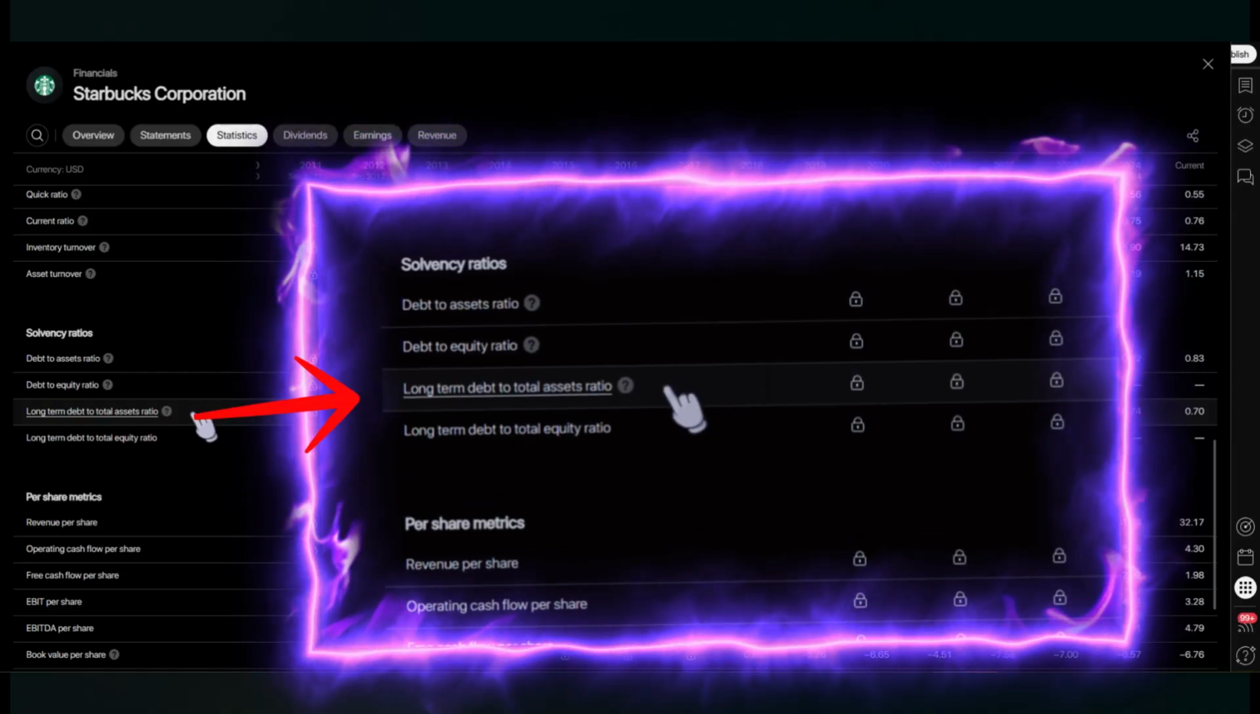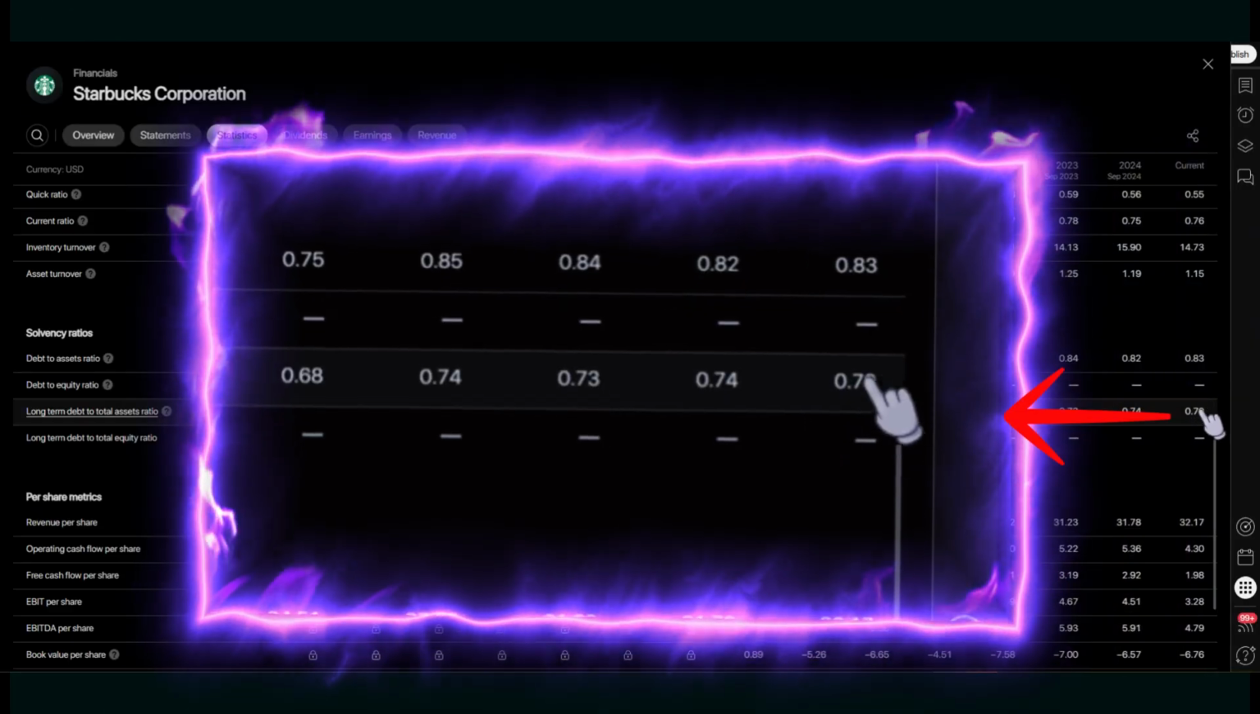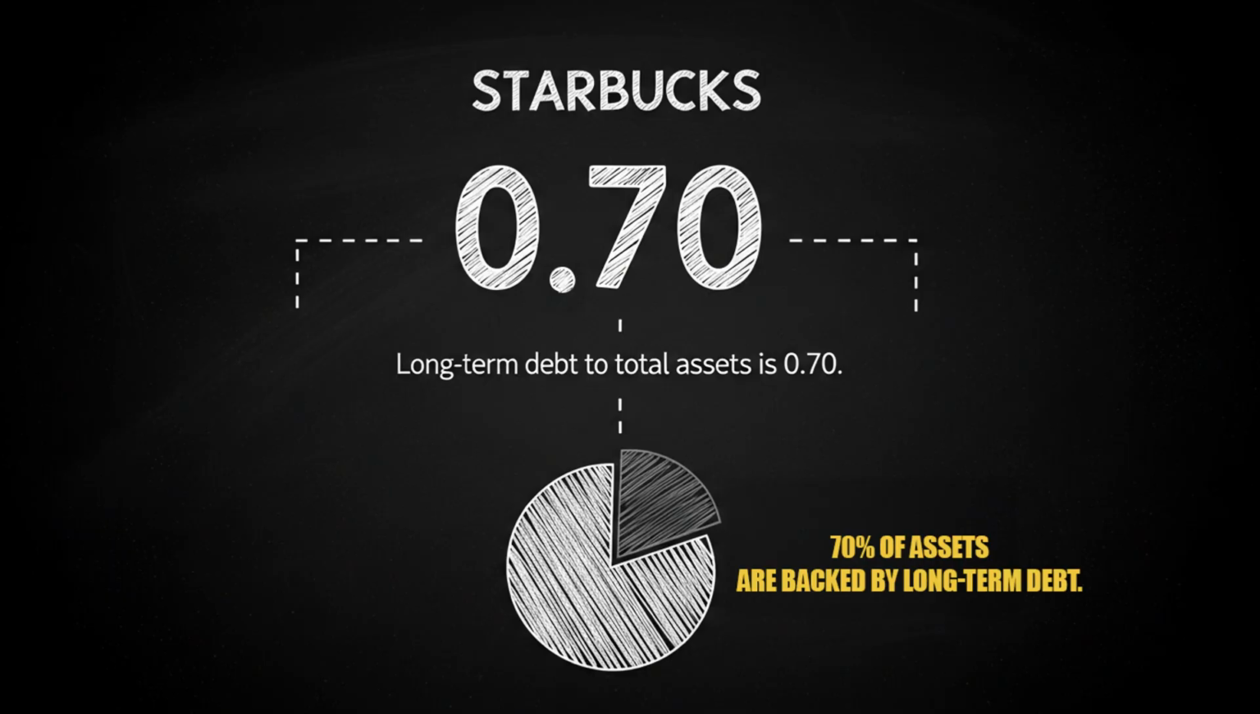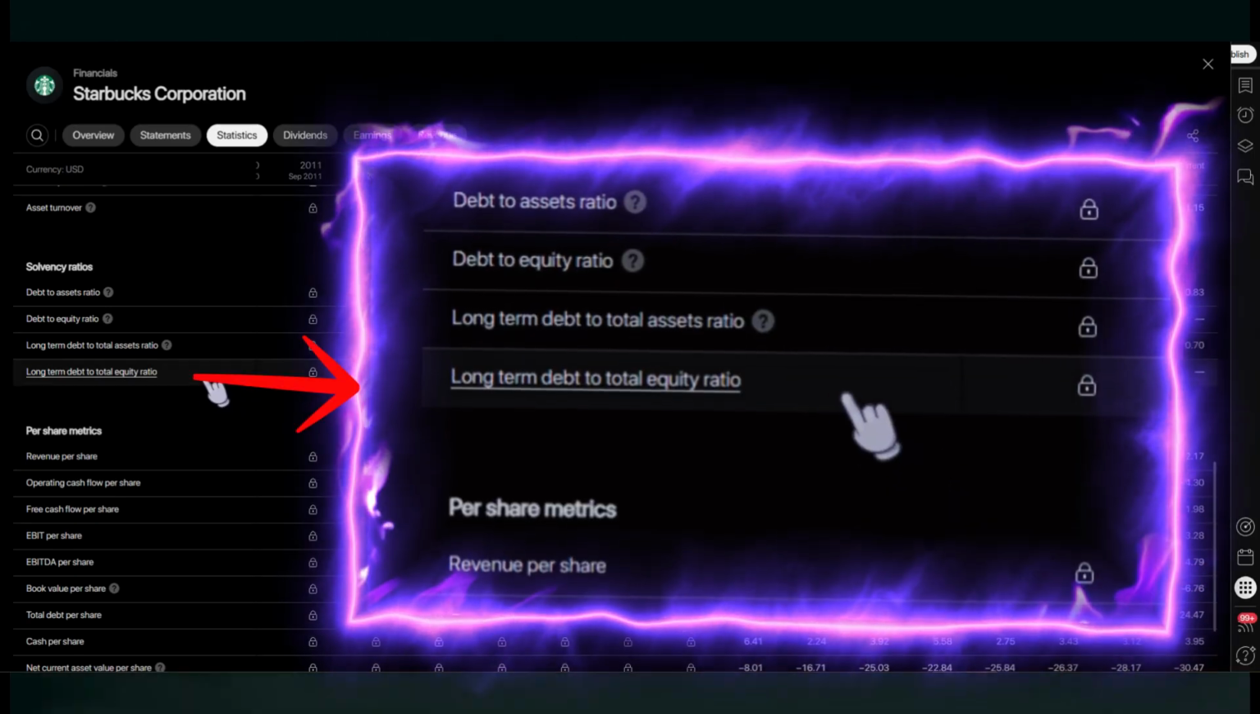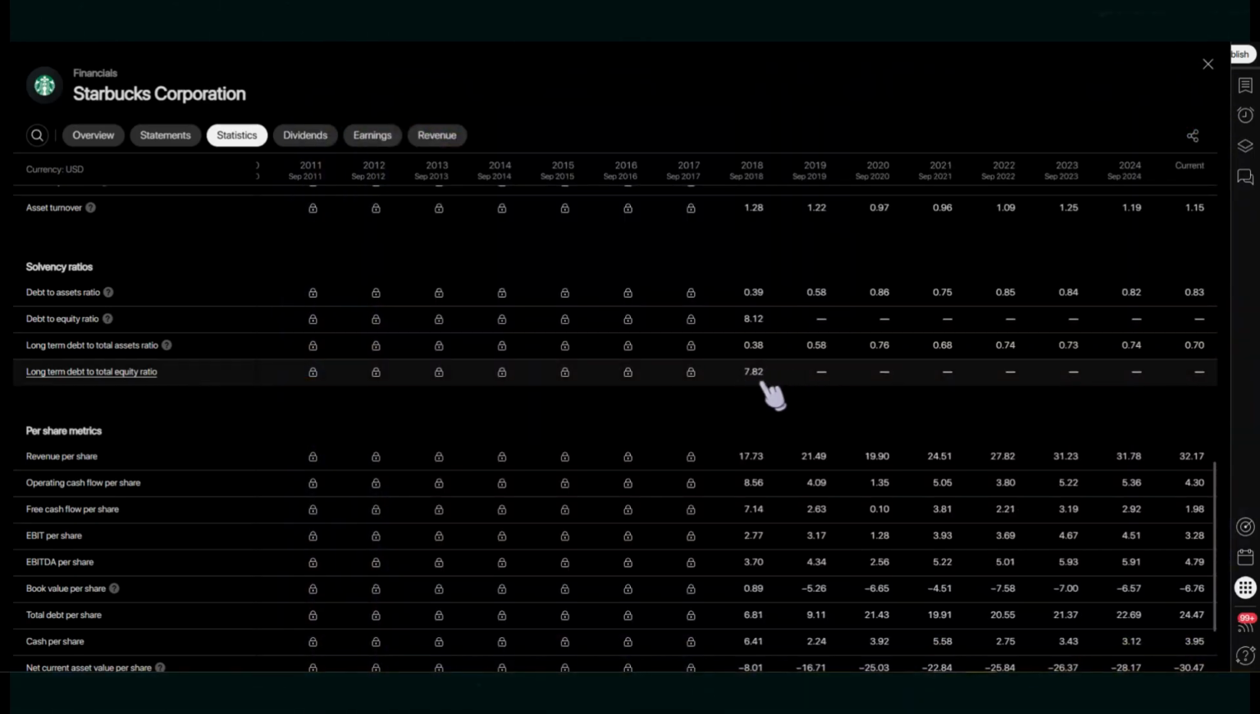Long-term debt to total assets is 0.70, so 70% of assets are backed by long-term debt. Again, leverage is a tool, but it increases risk if things go south. Long-term debt to total equity ratio shows the same pattern.